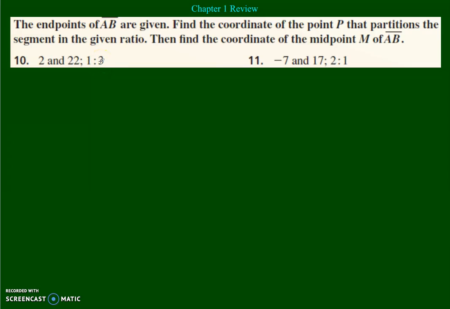So the first thing we want to do is let's go ahead and create a segment. So here we have segment AB with coordinates 2 and 22. Now what this is asking us to do is to find some point between A and B, called P, that breaks this piece up so that there is 1/4 of it from A to P and 3/4 from P to B. So in order to do that, we're going to break this segment into 1 plus 3, 4 equal pieces.